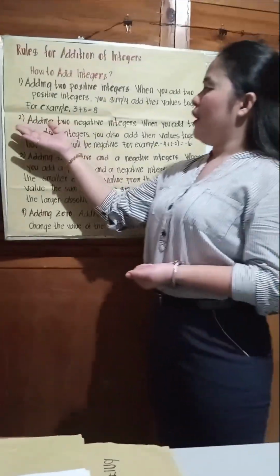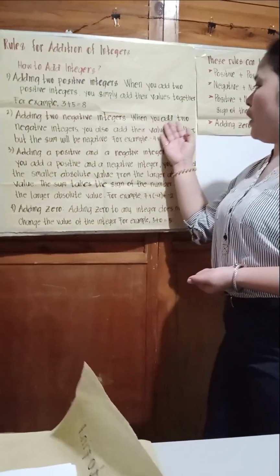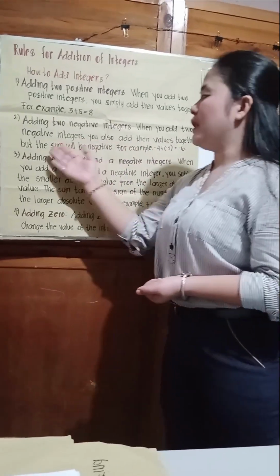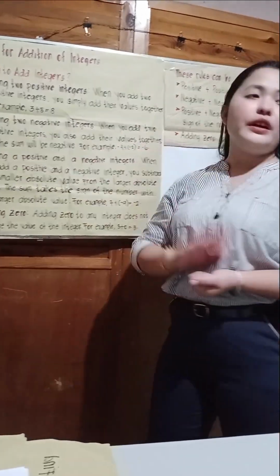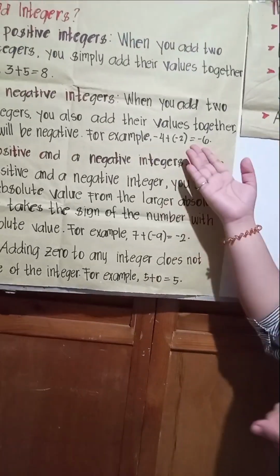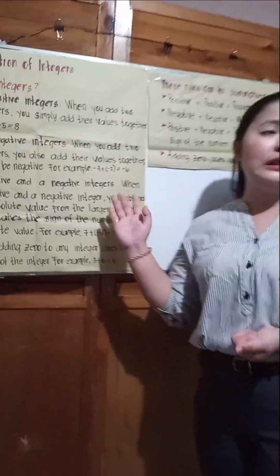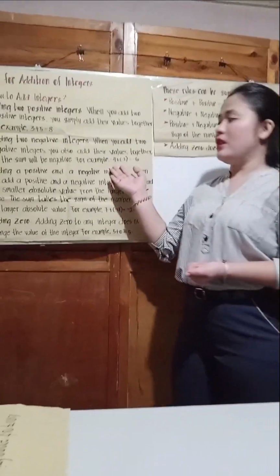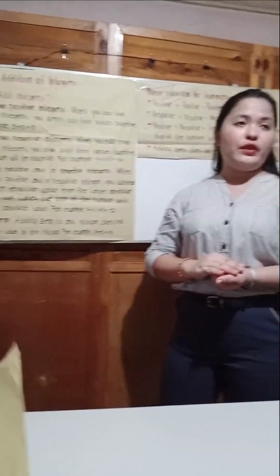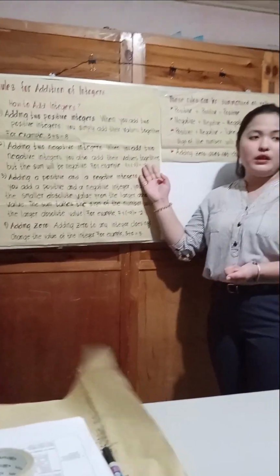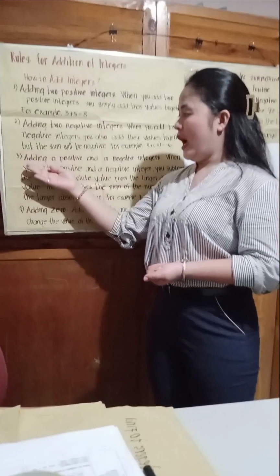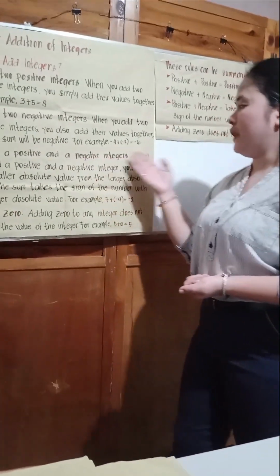Next, adding two negative integers. When you add two negative integers, you also add their values together, but the sum will be negative. For example, negative 4 plus negative 2 is equal to negative 6. Why, ma'am? Why does it become negative 6? It's because they have the same sign, right? So the sign of the sum will be negative. Negative 6. Got it?